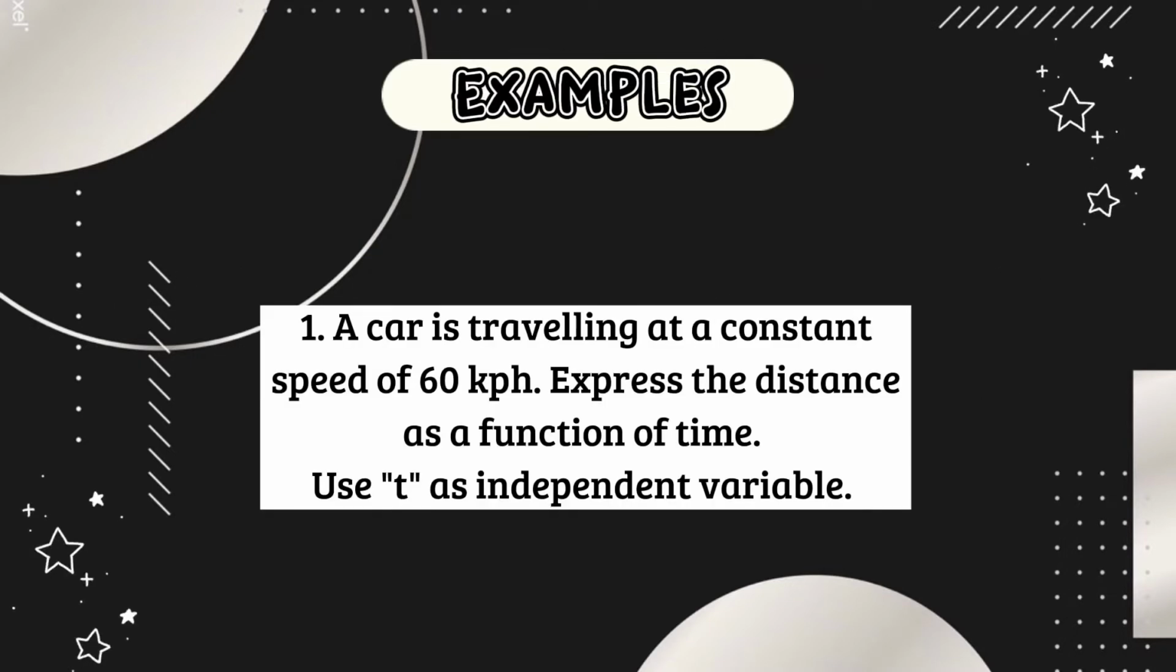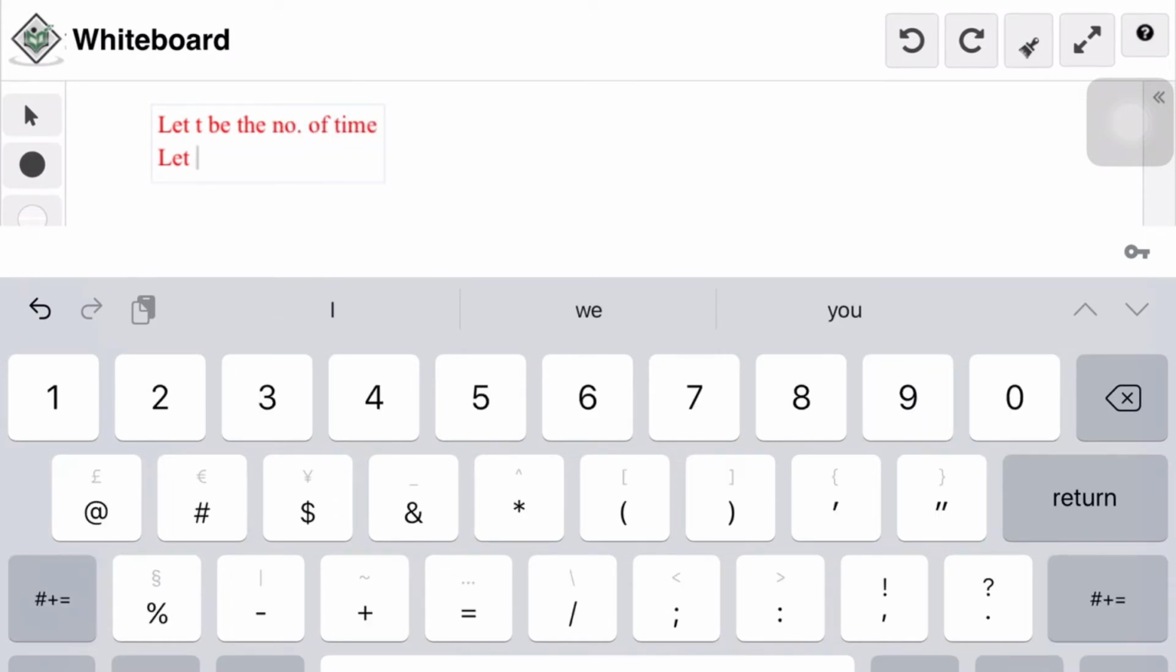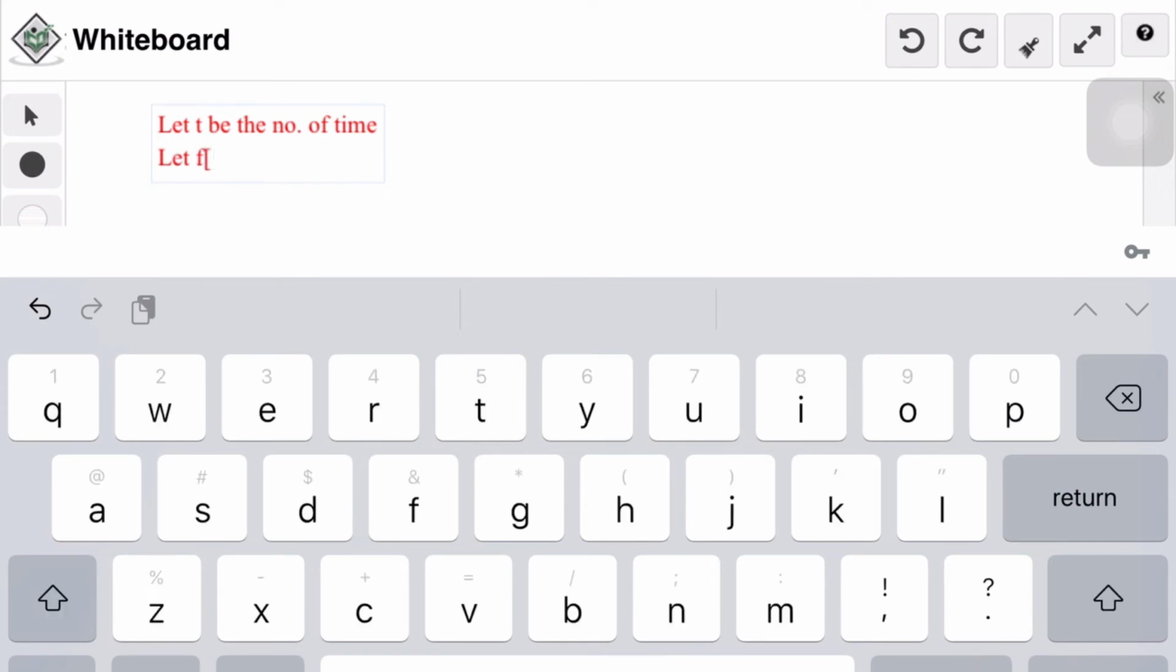A car is traveling at a constant speed of 60 km per hour. Express the distance as a function of time. Use t as the independent variable. Since our given is the time and the distance traveled by a car, we will let t be the time. Then, let f of t be the distance in kilometers traveled by the car.